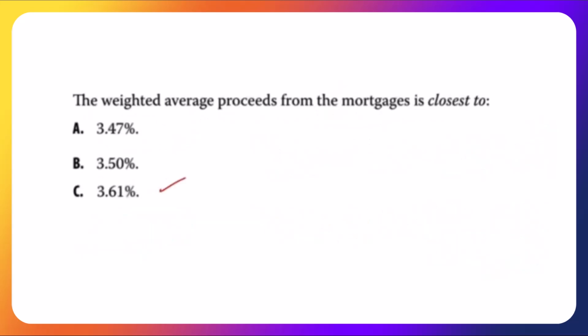So here we are, the weighted average proceeds from the mortgages is closest to, and this is known as the WAC, the weighted average coupon. You see how misleading that is?